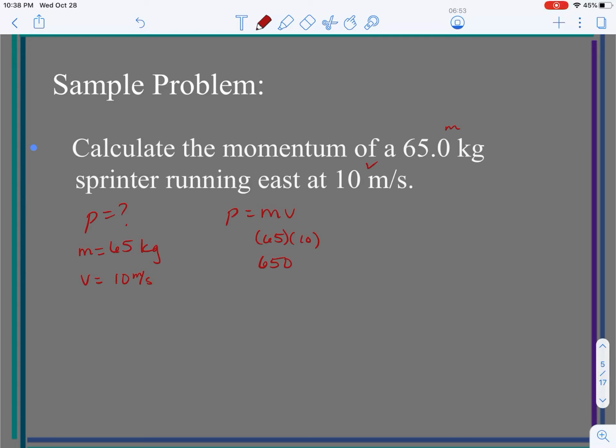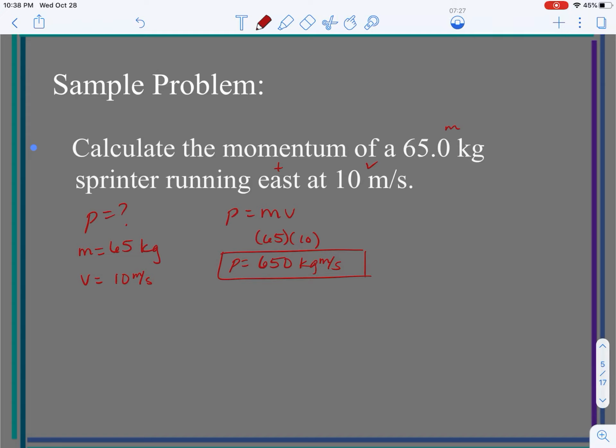Now, let's just make sure that we understand some things. We said that momentum is a vector and it's going to be in the same direction as our velocity. Reading through this problem, we see that our sprinter is running to the east. So this means that my velocity is a positive value. Therefore, my momentum that I calculate is a positive value. So my complete answer here would be P equals 650 kilogram meters per second as a positive number.